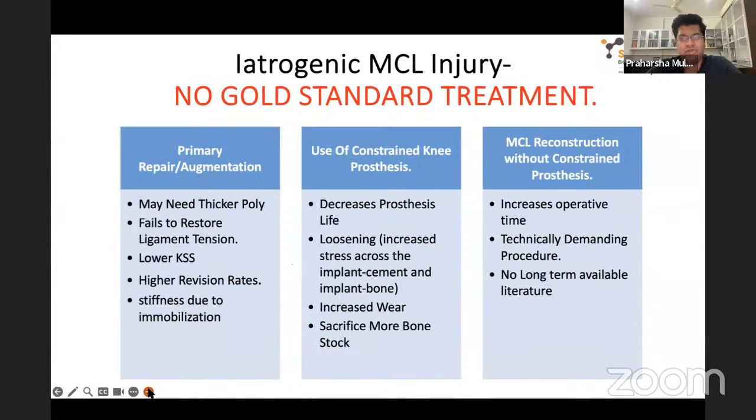Okay. So the issues with each one. Primary repair, you may obviously need to use a thicker poly, and you do not restore the ideal ligament tension. They have lower functional rate, higher revision rates and stiffness because of immobilization.